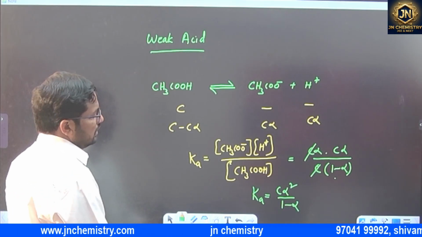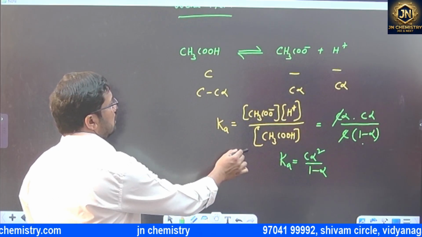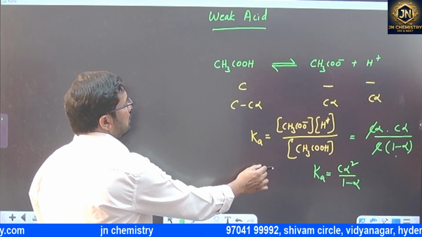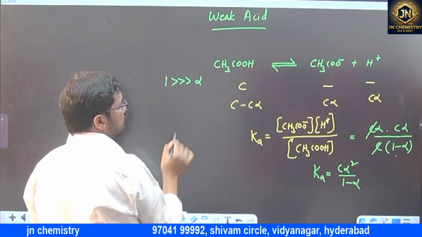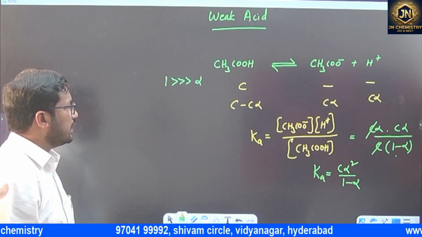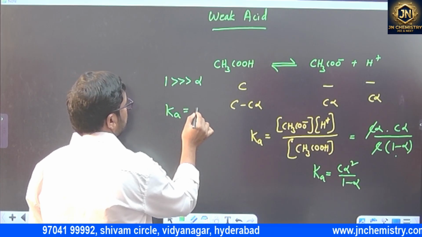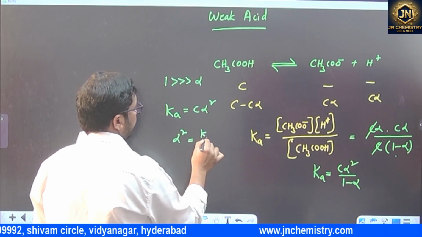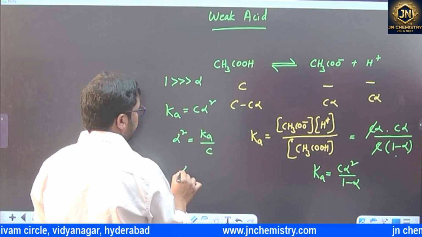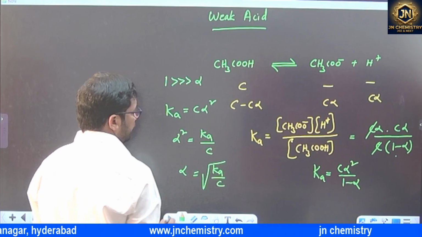Generally, I told you in the last class, particularly 1 is far greater than alpha. 1 is far greater than alpha, so we can neglect the alpha. Ka is equal to C alpha square. Alpha square is equal to Ka by C. Alpha is equal to under root Ka by C.